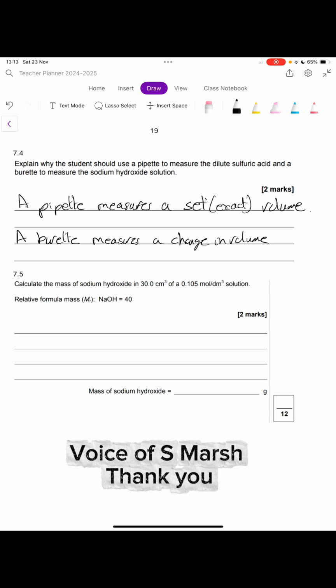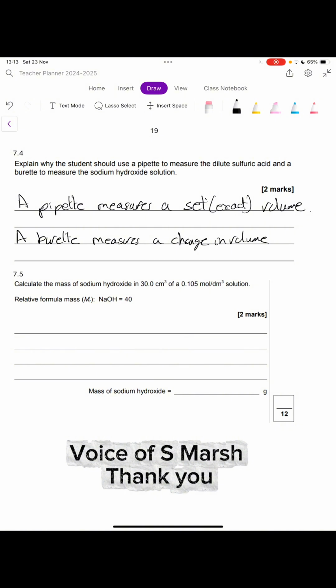Now, don't be confused with Pasteur pipettes or dropping pipettes, because those are not really proper pipettes. A pipette is a glass thing which has no scale on it, just one mark on it, and you fill it to exactly, say, 25 centimetres cubed. A lot of people get confused because they're thinking of the little plastic things, and really, that's not a proper pipette. It's just called a dropping pipette. But really, a pipette has a set volume.